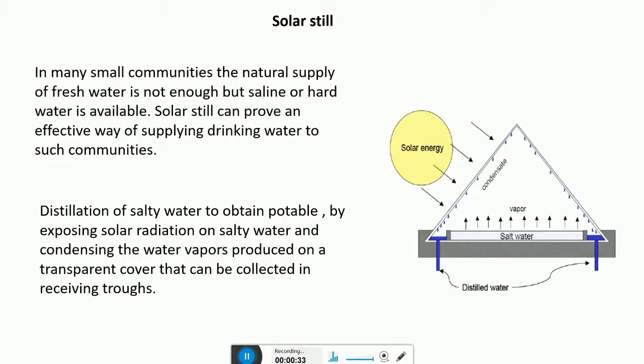This solar still is also called solar distillation, because with the help of this instrument we can obtain distilled water. Distillation of salty water to obtain potable water is done by exposing salty water to solar radiation and condensing the water vapors produced on a transparent cover, so that the water can be collected in receiving troughs. This figure shows a complete diagram of a solar still.